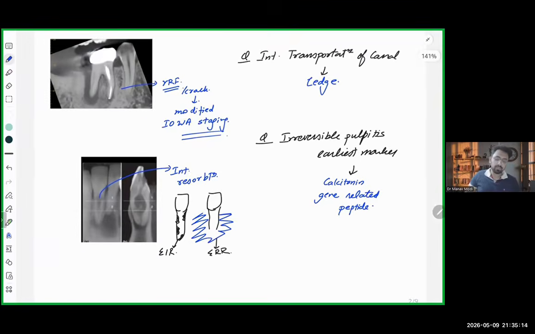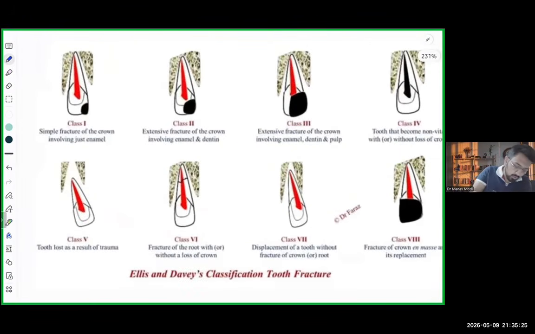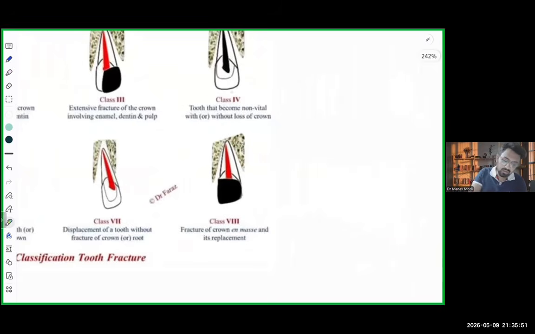Now let's move forward. So we have the Ellis and Davis classification. It's a very simple classification, but you guys make lots of mistakes from it. So let's see it once again. In Ellis class 1 fracture, we have the fracture of enamel. Then in Ellis class 2, there is fracture of enamel as well as the dentine. Now Ellis class 3, there is pulpal involvement: fracture of enamel, dentine as well as the pulp. Now guys, please make a note of the Ellis class 4 fracture. In this, the tooth has become non-vital.